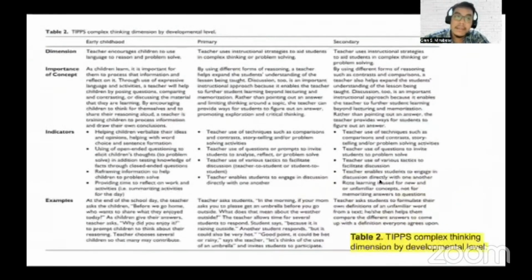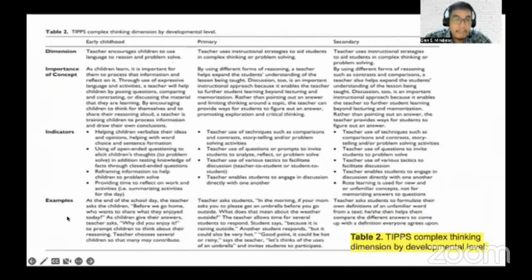So this is actually the TIPS complex thinking dimension by developmental level. As you can see, the complex thinking dimension covers early childhood, primary, and secondary. So the teacher encourages children to use language to reason and to problem-solve. These are just the things that the teachers should accomplish, no? It depends on the type of learners, like in early childhood, primary, and secondary. Then the importance of concepts, these are the indicators.